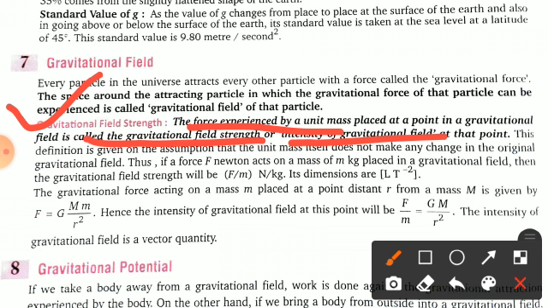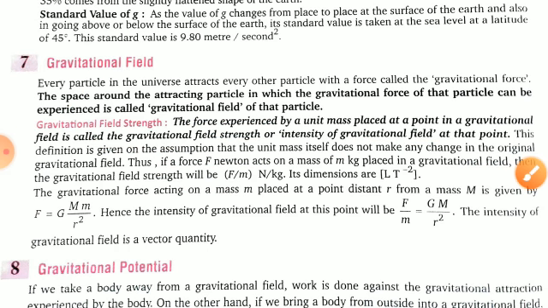This definition is on the assumption that the unit mass itself does not make any change in the original gravitational field. Meaning if a 1 kg mass is taken, it will not create any effect over the gravitational field. So that is the thing written here. Now suppose a force F Newton acts on a mass of m kg which is placed in the gravitational field, then the gravitational field strength will be F upon m, Newton per kg, and its dimension you can see here is LT^-2.